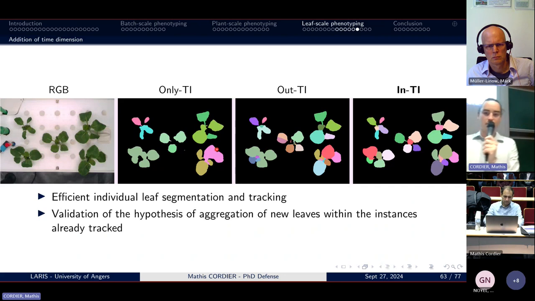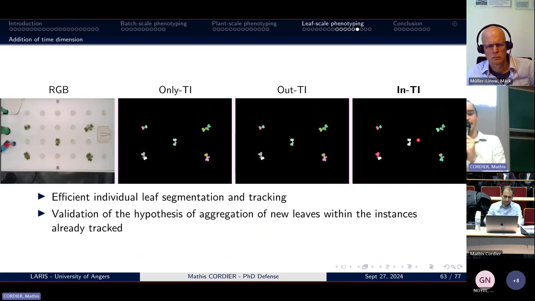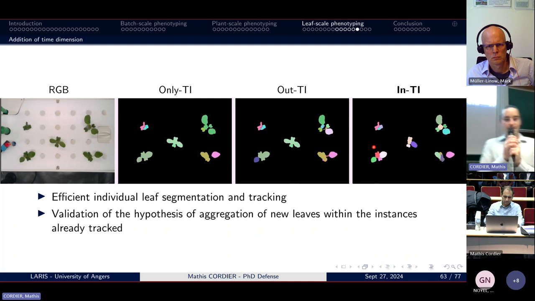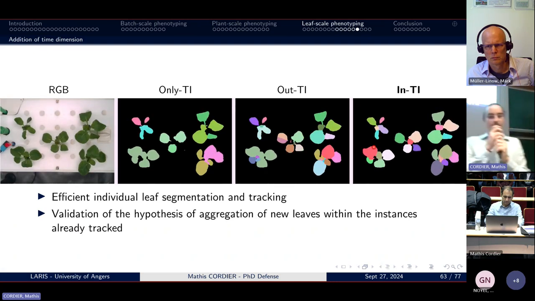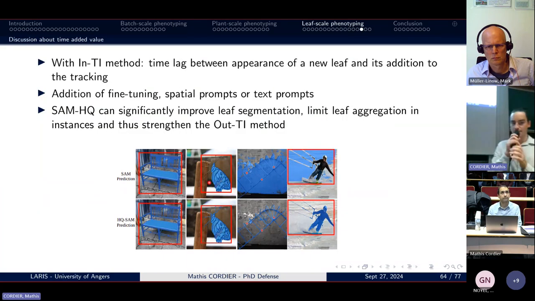And with the last approach, detecting objects inside the tracked instances, we can see that we have an efficient individual leaf segmentation and tracking. And this validates the hypothesis of aggregation of new leaves within the instances already tracked. So let's discuss this result.